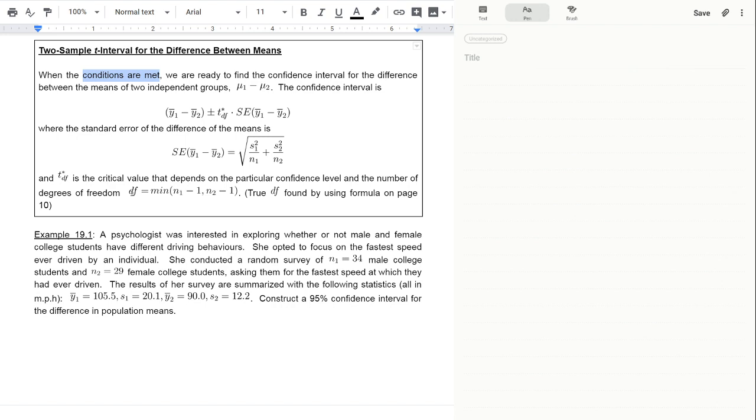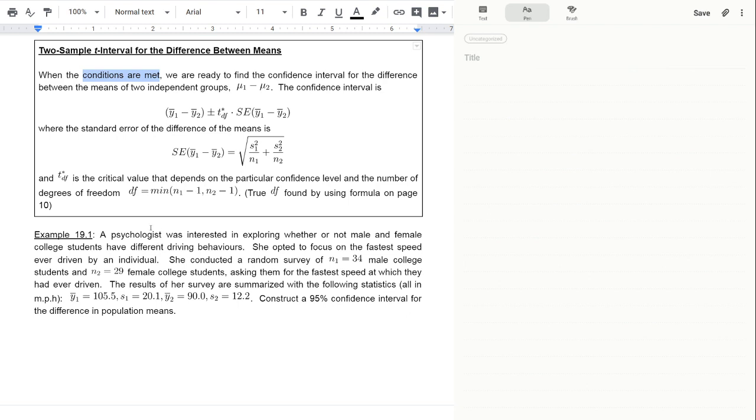Now, if you recall, the formula for finding the degrees of freedom was rather unpleasant, and so we will use a conservative estimate instead. So we're going to take the smaller of the two sample sizes minus 1. Okay, so the smaller of n1 minus 1 and n2 minus 1. So let's have a look at an example for finding a two-sample t-interval.